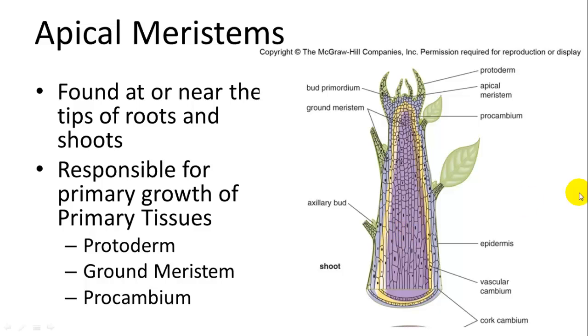There are 3 separate layers. The protoderm, you can see that here, that's this green section. Okay, and this is where leaves are being added on. You have the ground meristem, which is the internal part of the root or shoot, and then this yellow part is the procambium, and this will become the cambium layers.